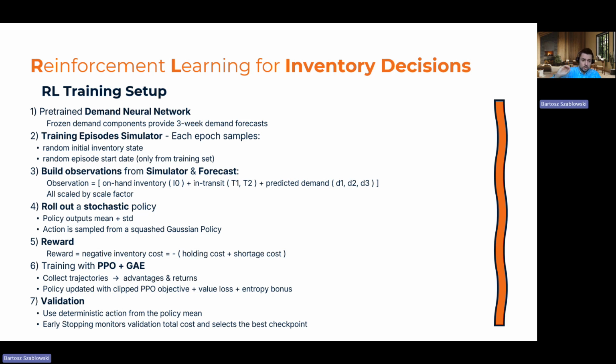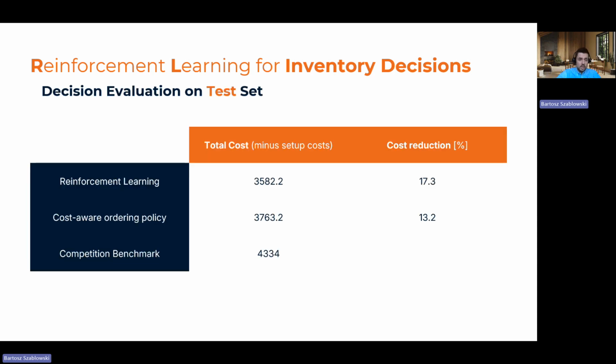Step number 4. Next, we execute the policy. Yes, we execute the policy in training mode, meaning we perform a rollout where the action is sampled. Step 5, the reward is consistent with the competition. Step 6, we collect trajectories, compute the loss function, and adapt the agent weights. The last step, the trained agent is used in a deterministic way on the validation set, and this validation set serves for early stopping.